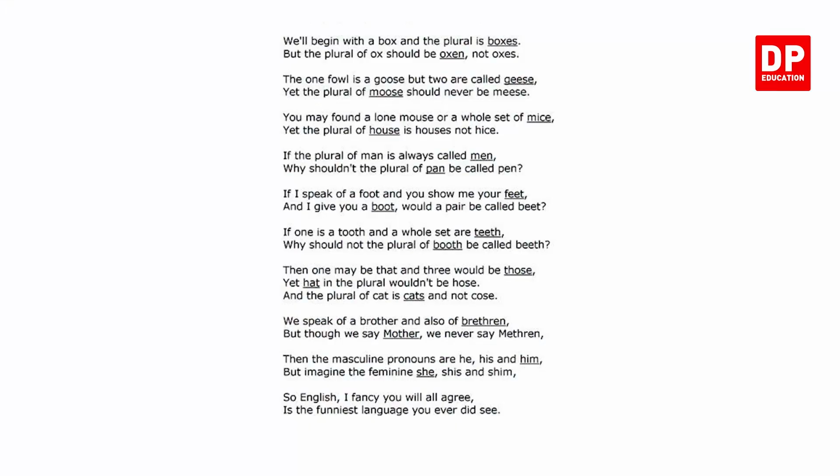Crazy English plurals. We'll begin with the box, and the plural is boxes. But the plural of ox should be oxen, not oxes. The one fowl is a goose, but two are called geese. Yet the plural of moose should never be meese. You may find a lone mouse or a whole set of mice. Yet the plural of house is houses, not hice. If the plural of man is always men, why shouldn't the plural of pan be pen?